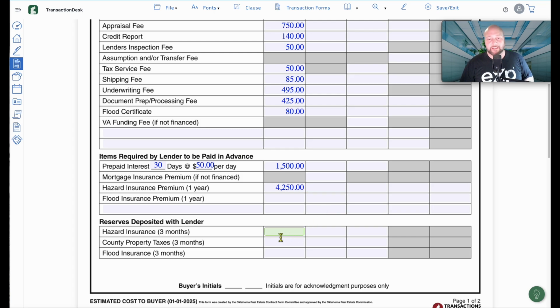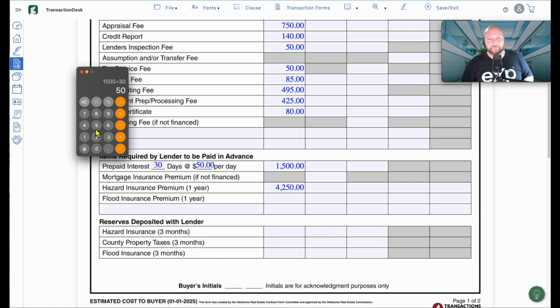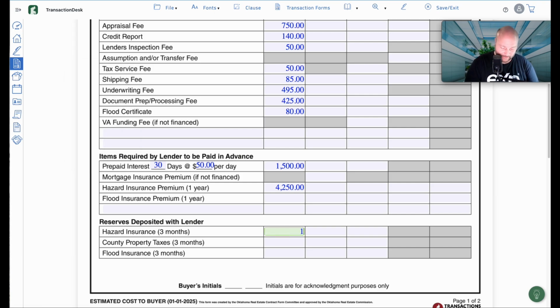And then going down right here, that's the section paid in advance, your escrows. So going down here, hazard insurance for 3 months, you simply take that $4,250 that we just talked about and you divide that by 4, because 12 divided by 4 equals 3, so that's 3 months. That's how we came up with that, and that gives you a 3-month escrow on your insurance of $1,062.50. So we plug that in right here.